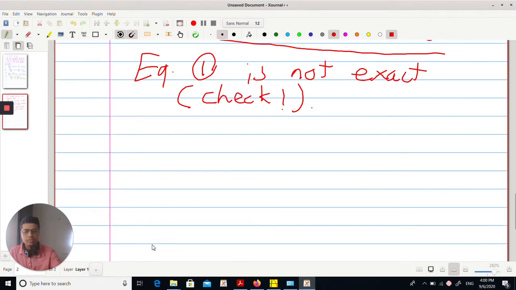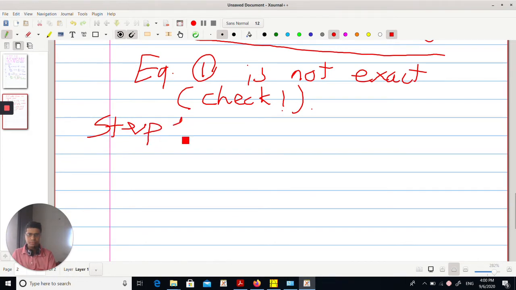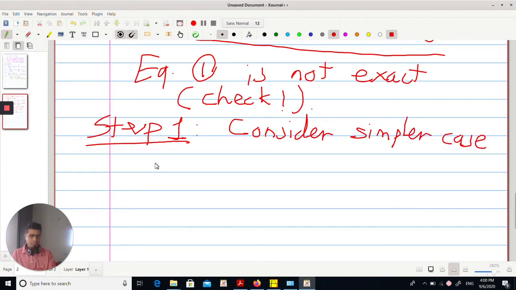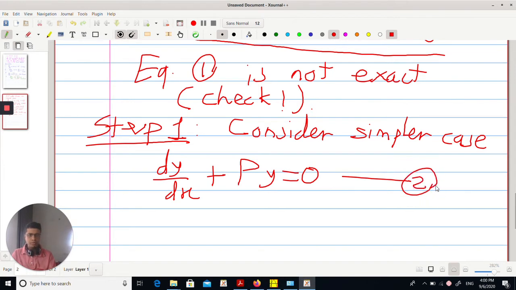Now we first consider the simpler case, that is, we consider the right hand side to be 0. So step 1: consider the simpler case, that is dy by dx plus py equal to 0. We call this equation 2. So we can easily convert this equation to variable separable form. So we have dy divided by y plus p dx equal to 0. We can integrate this equation.